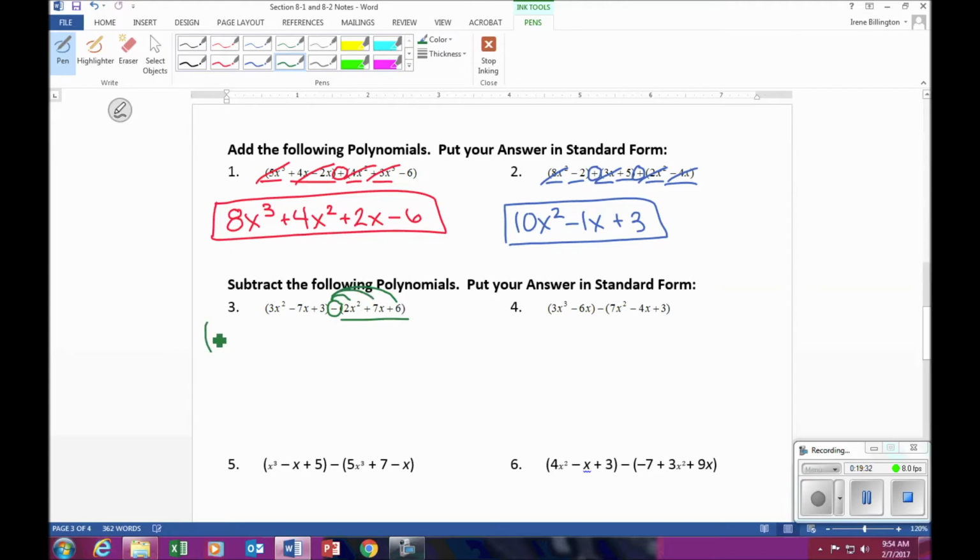So my first set of parentheses here, my 3x squared minus 7x plus 3, that just stays as is. And then we are now adding, and I'm changing the signs for each of these next 3 terms because it's actually subtraction. So this is now a negative 2x squared minus 7x minus 6. And again, we're just going to make this addition. So we're going to take 3x squared plus negative 2x squared, which is 1x squared. Negative 7x plus negative 7x, which is negative 14x. 3 plus negative 6, which is negative 3.